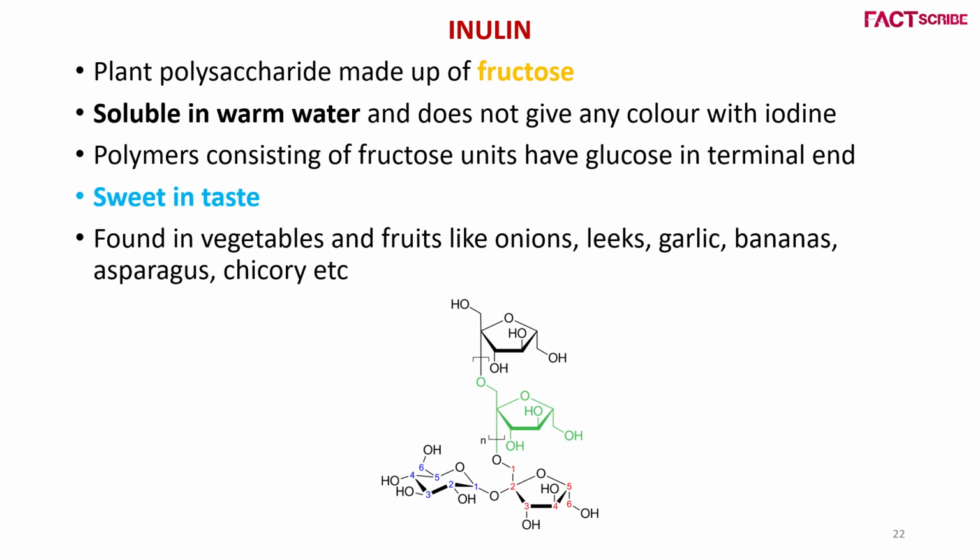The next is inulin. It is a polysaccharide made of fructose, that is fruit sugar. It is soluble in warm water and does not give any color with iodine. It is sweet in taste and found in vegetables and fruits like onion, leeks, garlic, banana, asparagus, chicory, etc. Inulin is also considered a dietary fiber as it helps in gut health, reducing diabetes, weight loss, etc.